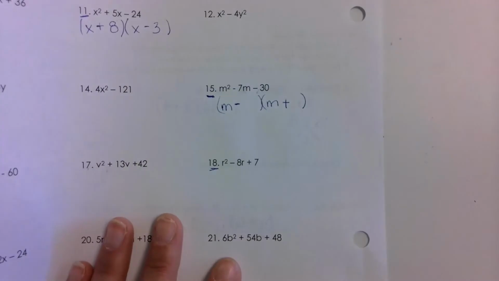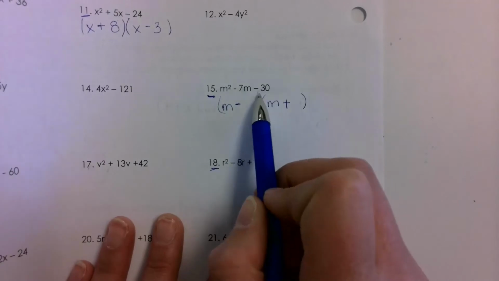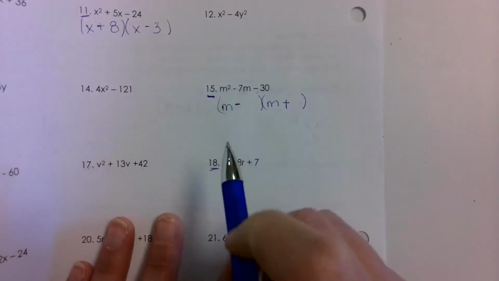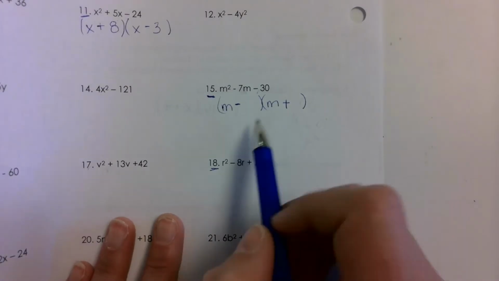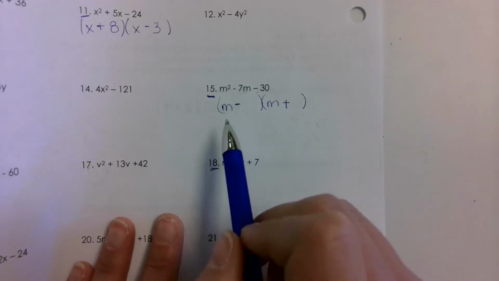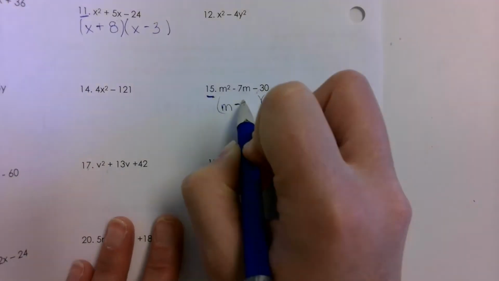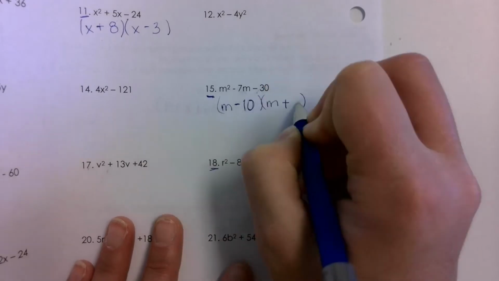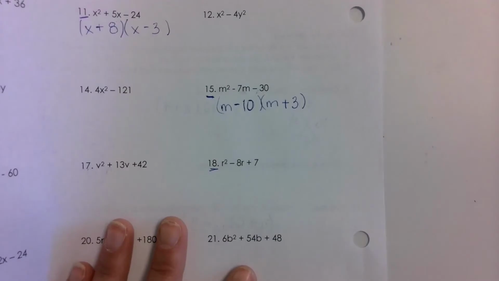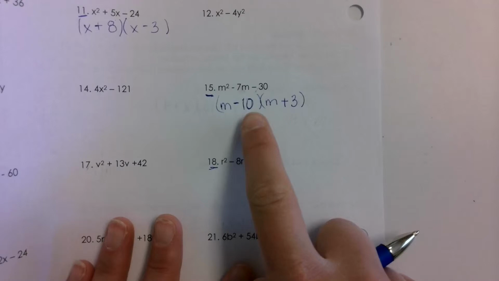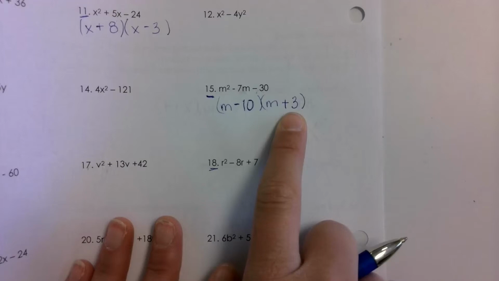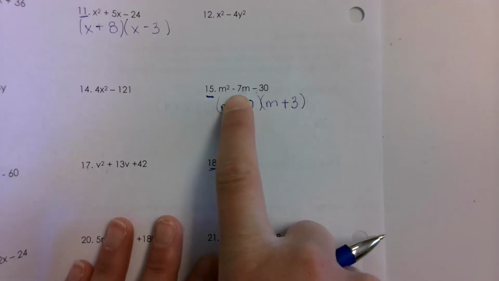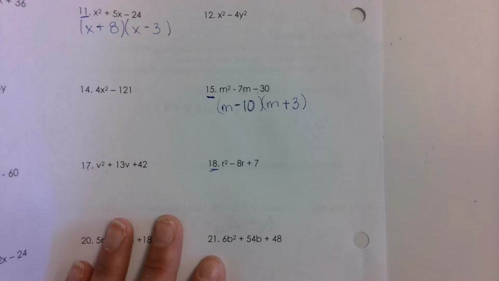So you're looking for factors of 30 that subtract to be 7. What are they? 10 and 3. Put the big one first. Is that okay? Let's quick check that. Negative 10 times positive 3 is negative 30. Negative 10 plus 3 is negative 7. That works out as well. Is that okay? We got a couple more.